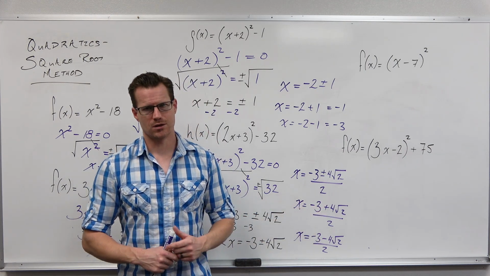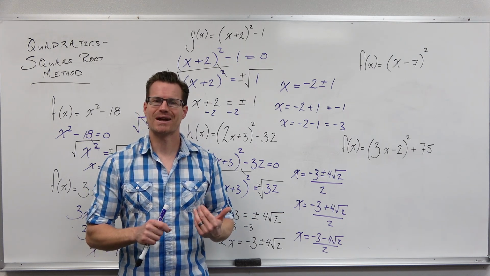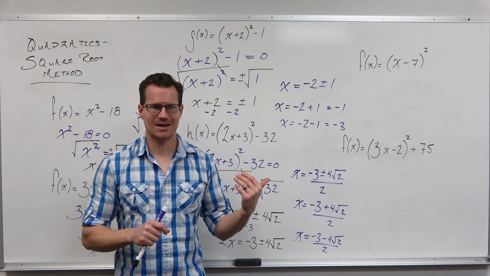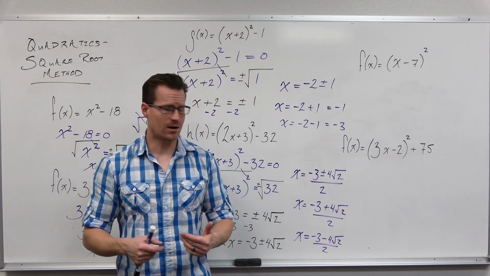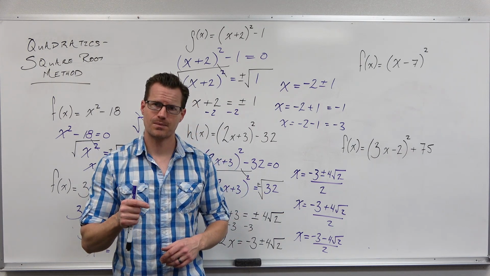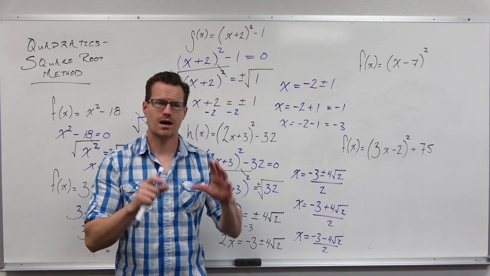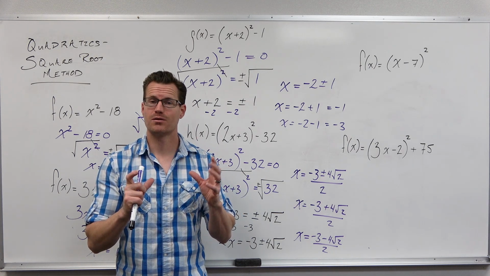They look really weird because we can't just go right now. Most of us can't look at it and say, oh, that's here on the x-axis. I need a calculator. We need to plug this in and do negative 3 plus 4 square root 2 and then divide that by 2. But think about it.